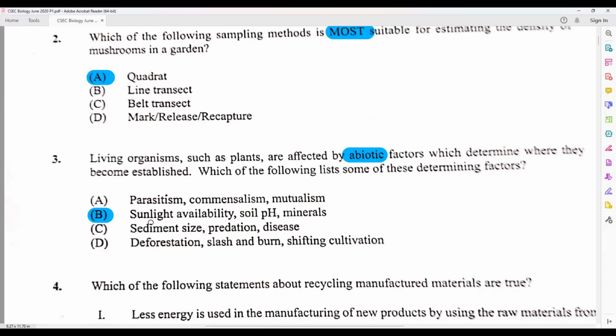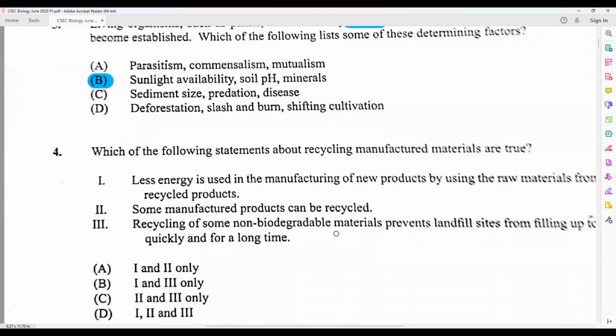All the others do have some kind of biotic factor in them. Parasitism, that involves living organisms. Predation, that again is a living organism. Deforestation, slash and burn, shift cultivation, those are not abiotic factors.